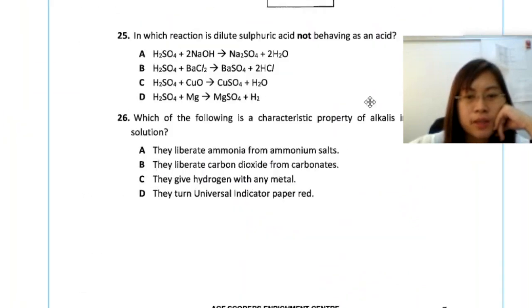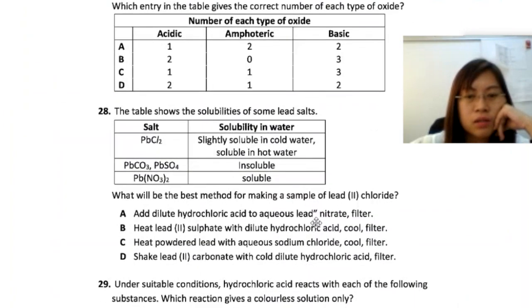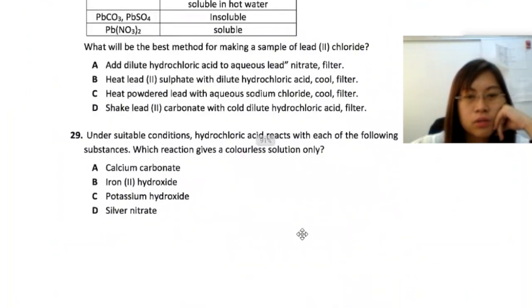Okay, there is a very popular question about precipitation. Okay, not much code.